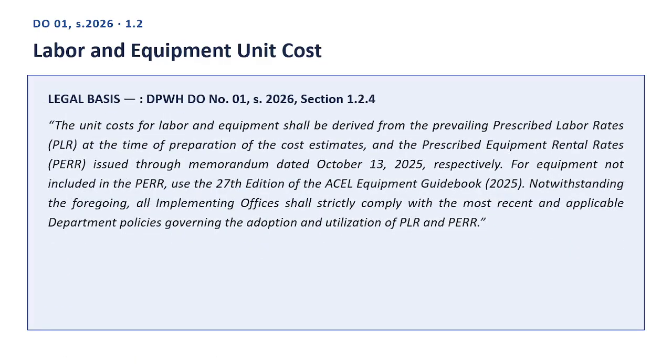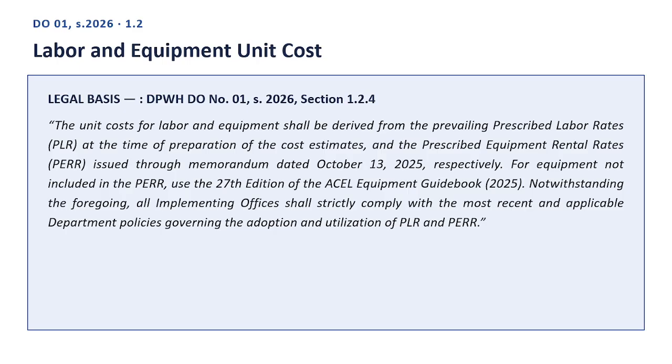Next slide. Labor and equipment unit cost. Here is the legal basis, quoting directly from DPWH Department Order Number 01, Series 2026, Section 1.2.4. Quote. The unit costs for labor and equipment shall be derived from the prevailing prescribed labor rates, PLR, at the time of preparation of the cost estimates, and the prescribed equipment rental rates, PERR, issued through memorandum dated October 13, 2025, respectively. For equipment not included in the PERR, use the 27th edition of the ACEL Equipment Guidebook, 2025.